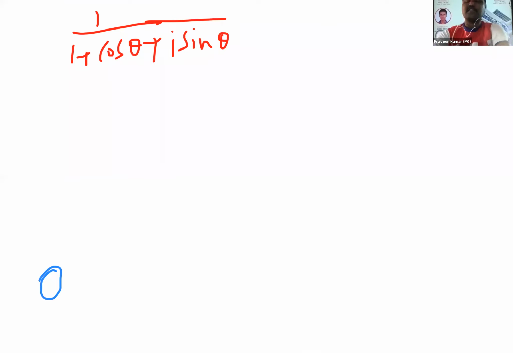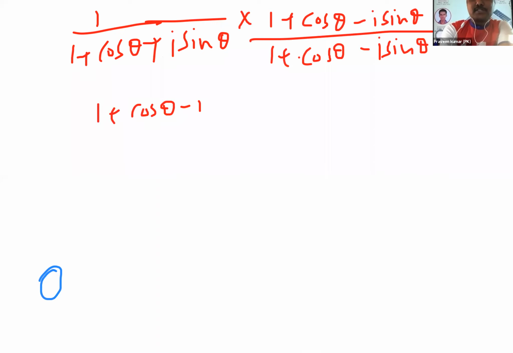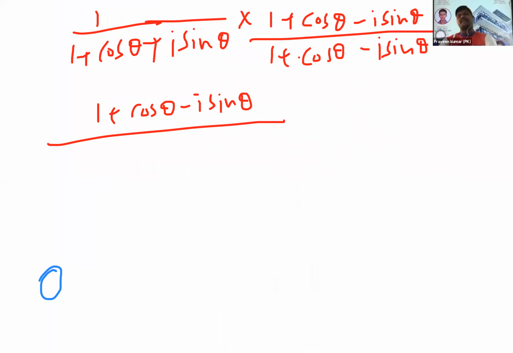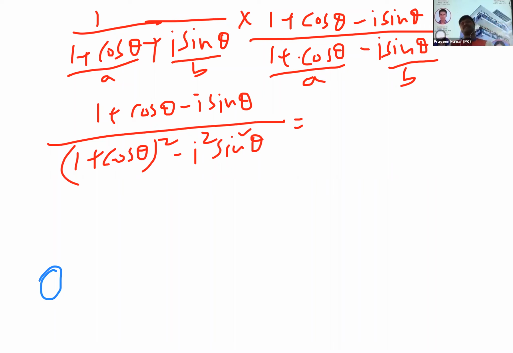First rationalize the denominator. Multiply numerator and denominator by 1 plus cos theta minus i sin theta. The denominator is (a plus b) into (a minus b), where a is 1 plus cos theta and b is i sin theta. That gives a square, (1 plus cos theta) whole square, minus i square sin square theta.